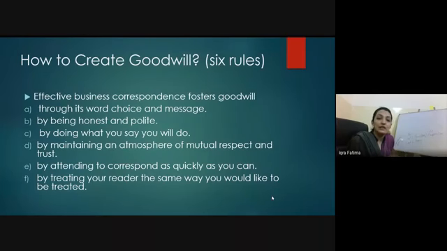Try to convey the message as constructively as you can. Use positive words, give suggestions, and try to be honest and polite. These are also the rules for maintaining goodwill. The other thing is to reply or correspond as quickly as you can. These are the things you can follow to maintain goodwill within your business world.